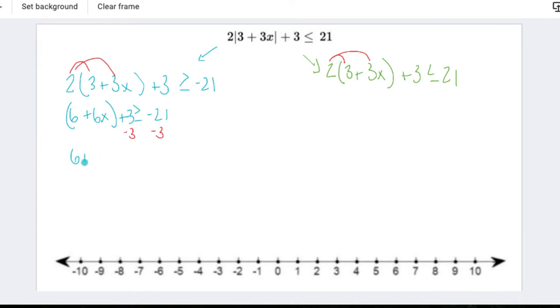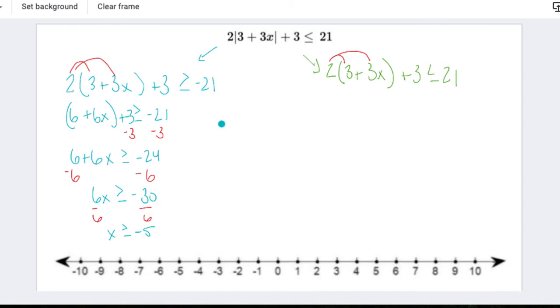Okay, so now there's nothing over here. We can drop the parentheses. So 6 plus 6x is greater than or equal to negative 24. So the 6 is positive, so subtract 6. All this stuff is just solving equations by undoing. Same thing you've been doing for years. So 6x is now greater than or equal to negative 30, which means if we divide by 6, x is greater than or equal to negative 5.